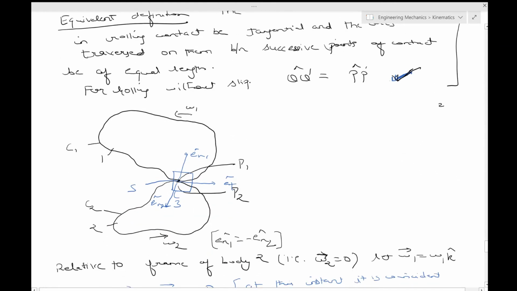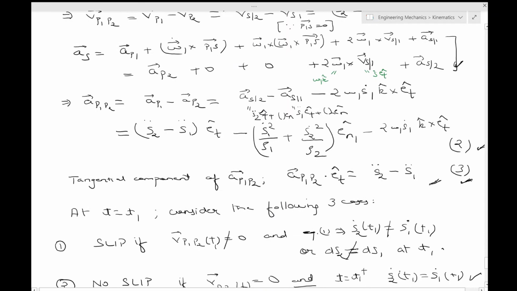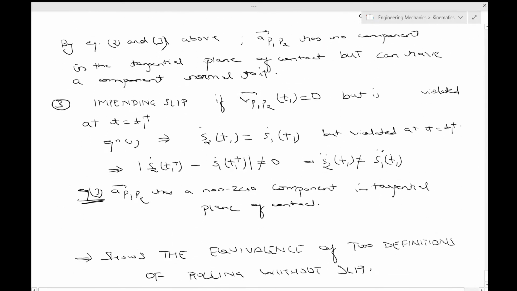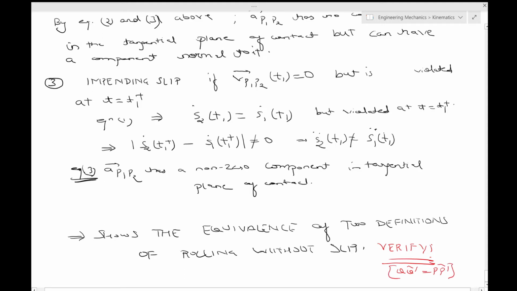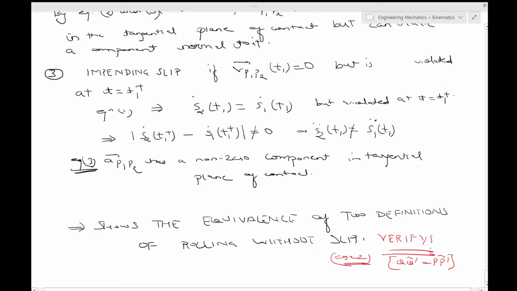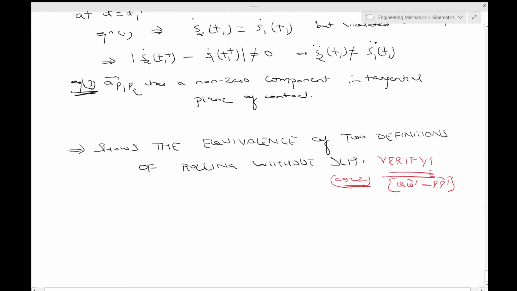For rolling without slipping, which is case 2, you should be able to verify this also. I have already done this, but you should do that last step. Q dash is equal to P dash. These arcs are the same, so you have to use the path coordinates, and case 2, which is rolling without slipping. So this finishes the case of rolling without slipping.